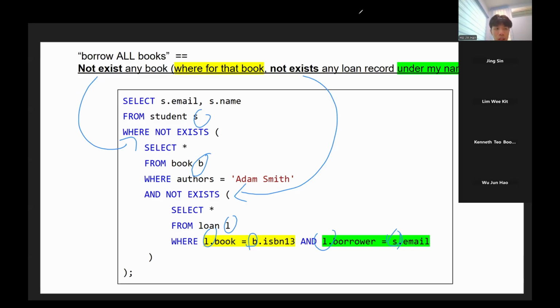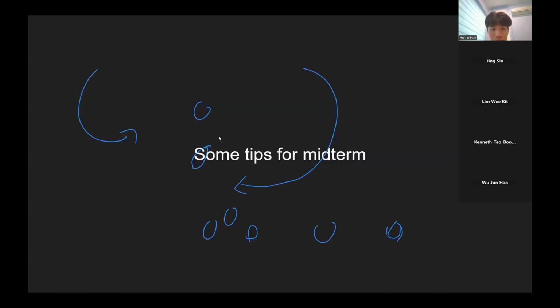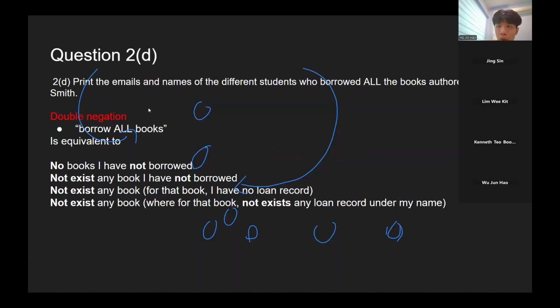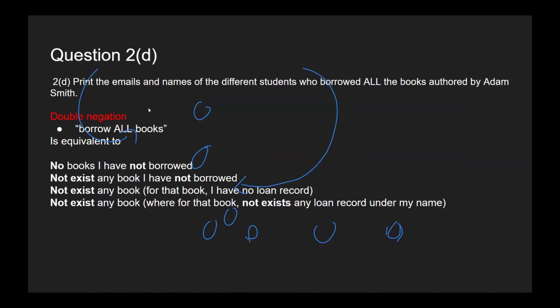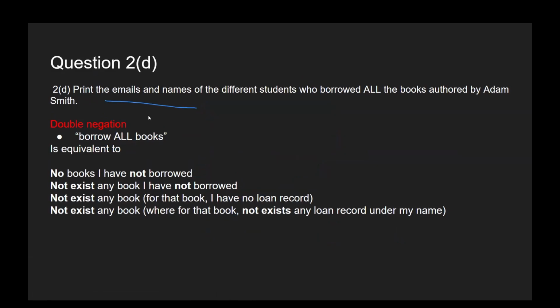Here's the thing. So when do we use this double negation? That's another key that I think is important. We use it in this scenario where we want to print something who has done all of something followed by a condition. So what does it mean? I will just give you some examples.